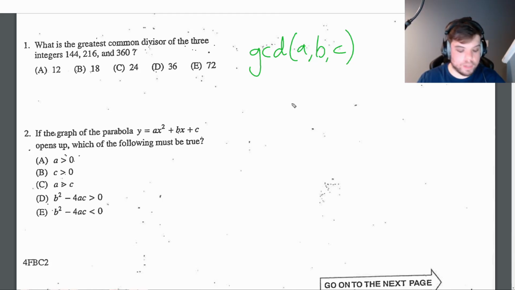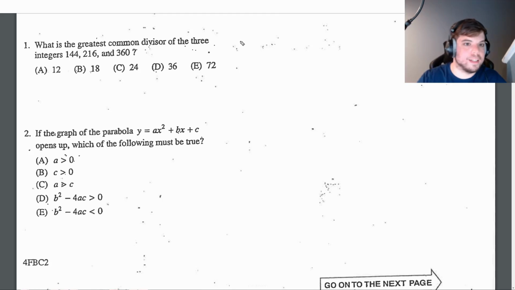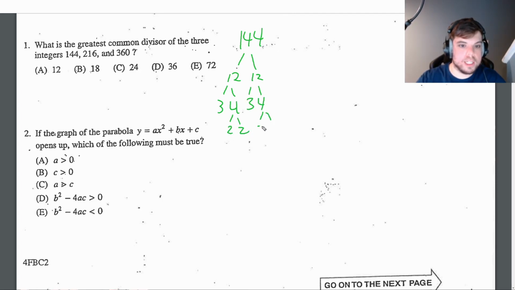if I go into this on test day, what I would probably do is write out these numbers and figure out their prime factorizations, or make a little factor tree. So maybe I would make a factor tree for each of these numbers. It's pretty quick. 144, that's a perfect square. That's easy. 216, you should know 216. This is a perfect cube. It's 6 times 6 times 6.